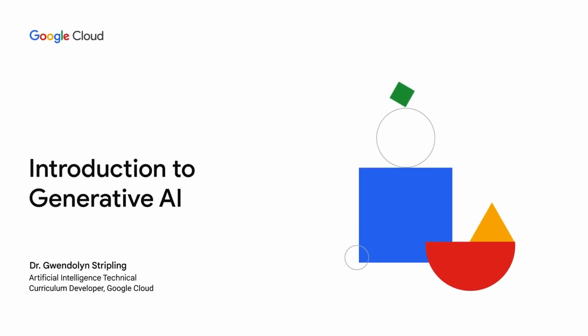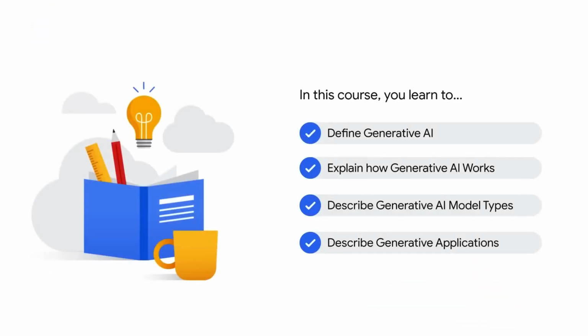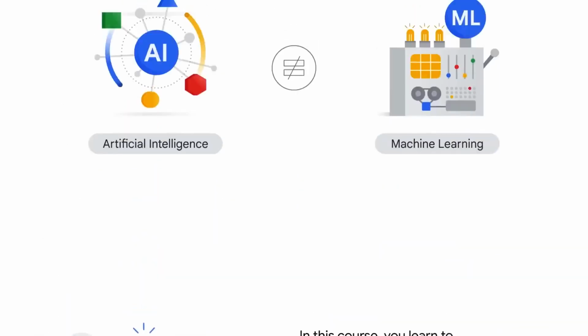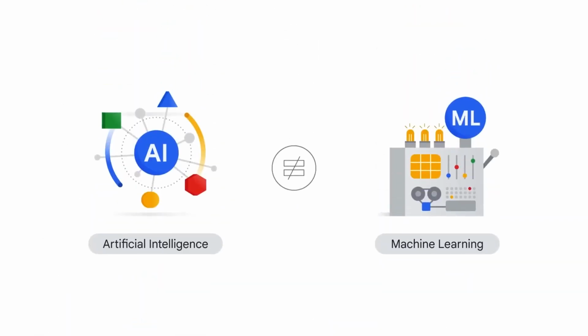My name is Dr. Gwendolyn Stripling, and I am the Artificial Intelligence Technical Curriculum Developer here at Google Cloud. In this course, you learn to define generative AI, explain how generative AI works, describe generative AI model types, and describe generative AI applications. Generative AI is a type of artificial intelligence technology that can produce various types of content, including text, imagery, audio, and synthetic data.